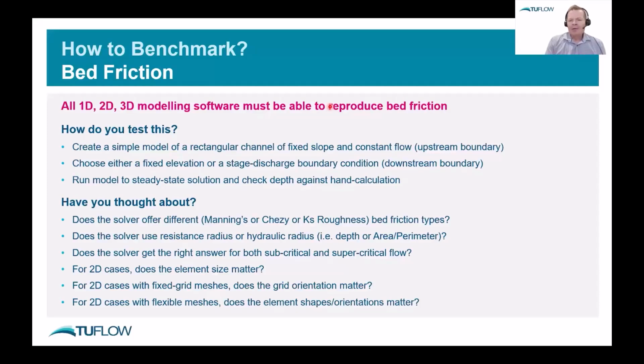And then if you're doing this test in 2 dimensions with a 2D solver, you need to think about things like, if you're doing a fixed grid mesh, it's one thing if your channel and flow are perfectly aligned with the mesh, but what happens if your flow direction is not aligned with the mesh? Does your solver still get it right? And particularly if it's not aligned with the mesh, how does element size matter if you've actually got a finite width channel? So we'll look at some of these cases on the next slide.